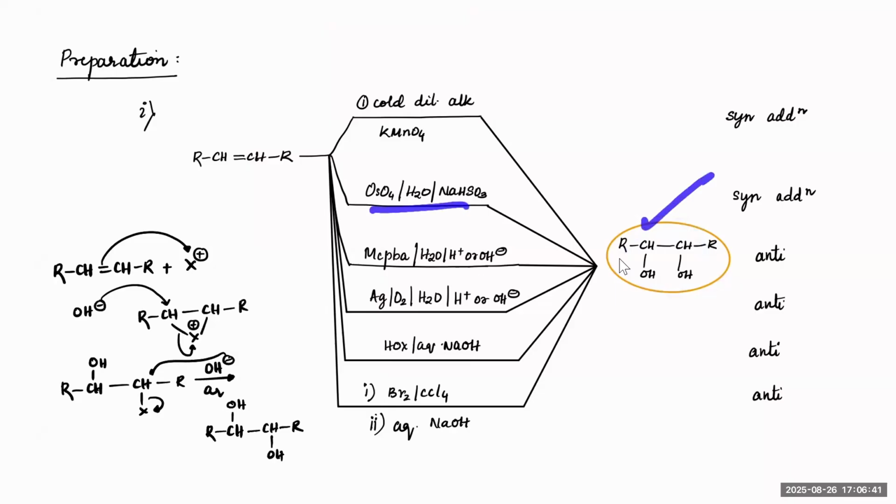Osmium tetroxide will give you the same. MCPBA will also give you the same, OH and OH. Silver and O2, in the presence of this silver and O2, you will get OH and OH here. These two are the same reactions, they will give you anti-addition.